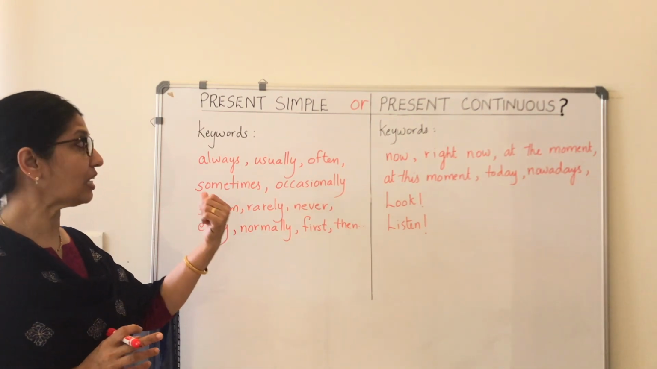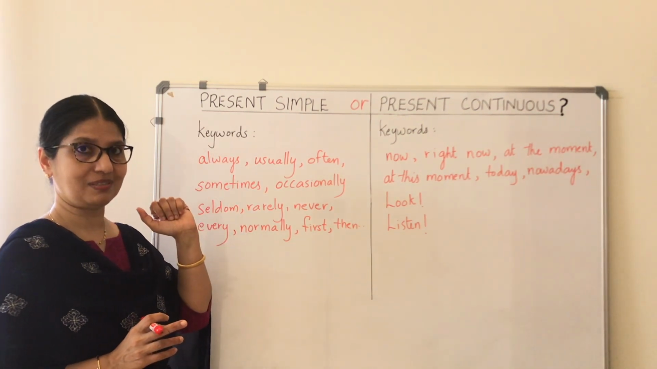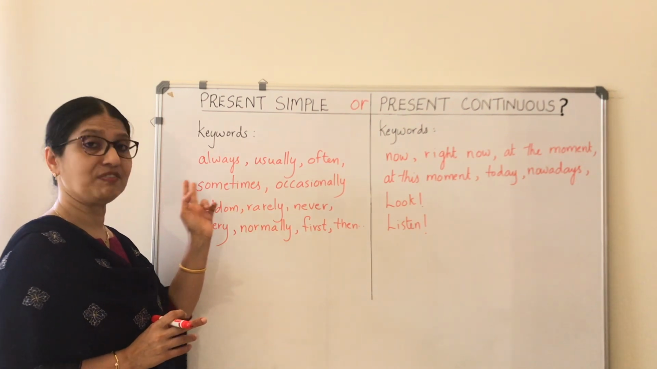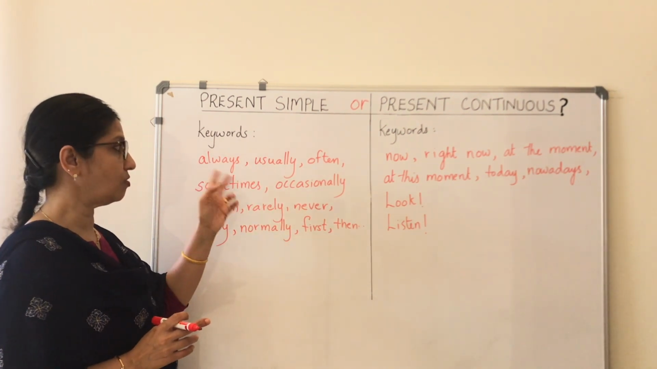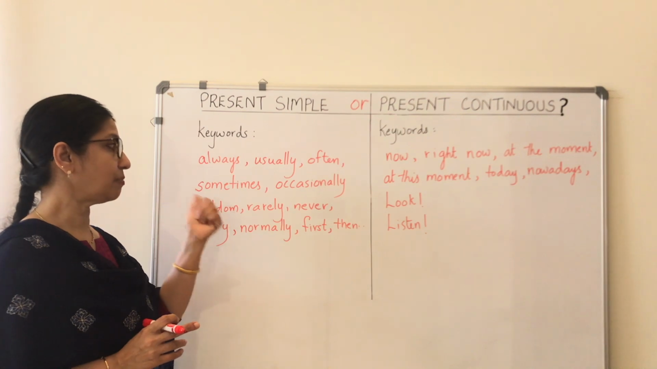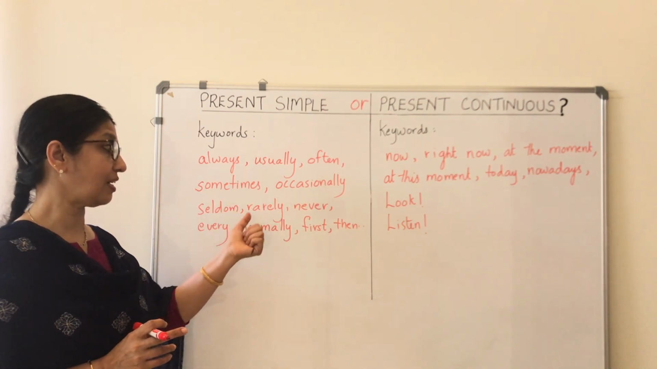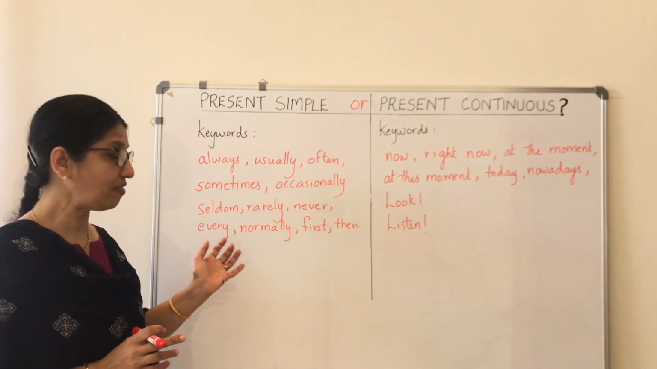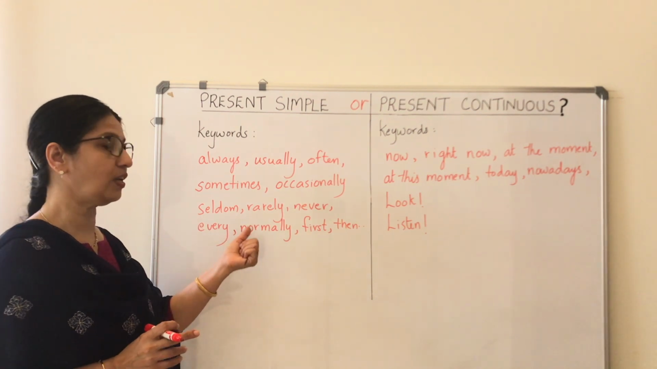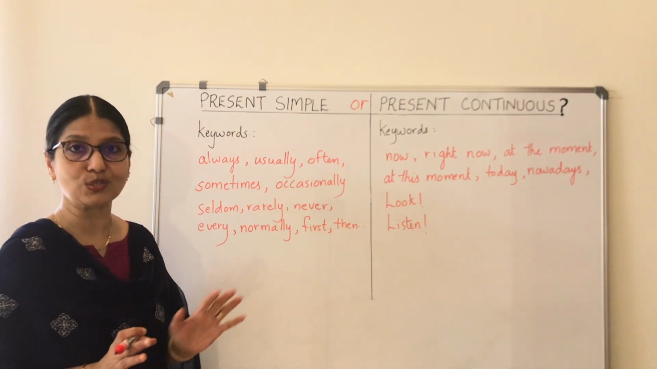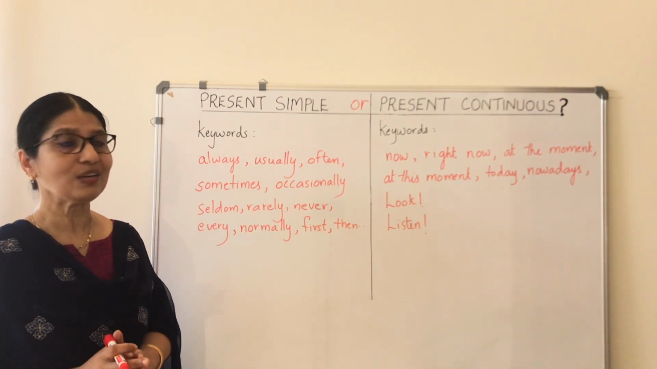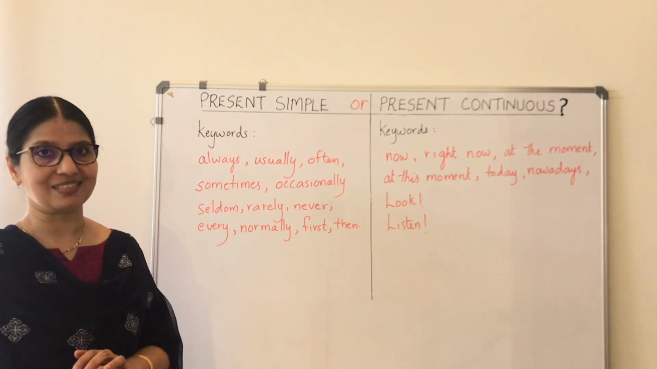So here you have the keywords for present simple. If you find the adverbs of frequency, that is always, usually, often, sometimes, occasionally, seldom, rarely, never, and if you have these expressions like every, normally, first, then, and so on, you can go for present simple tense.